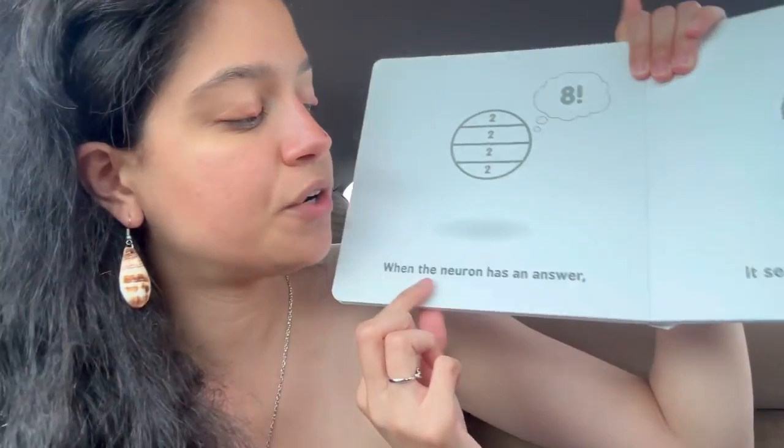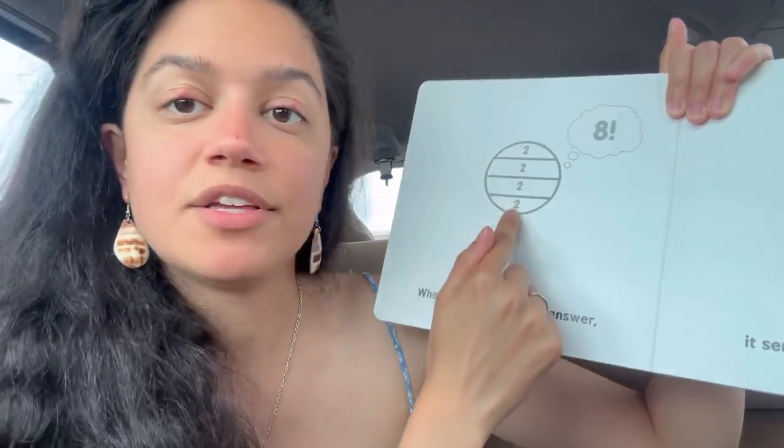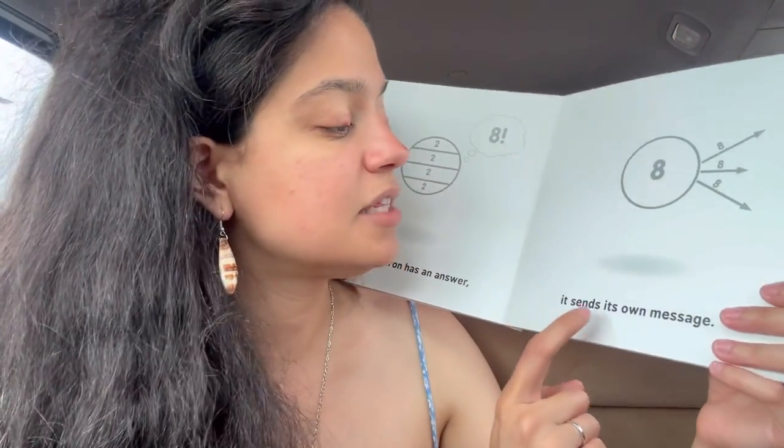So once all of the information was inputted, the neuron added it all up and said that there was 8. And then we knew that there was 8 arms on that starfish. That's when the neuron has an answer. It tallies up all of its information that it's trying to find, and it sends its own message. It communicates that information to the rest of the brain cells, which then locks in that newfound information and allows it to go into storage.